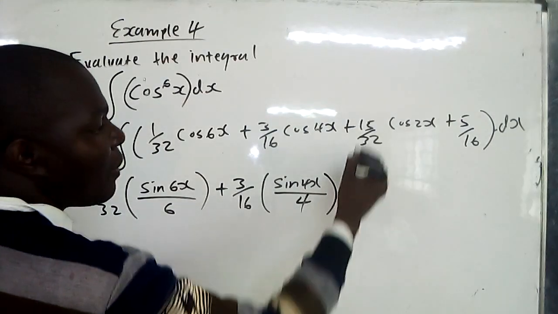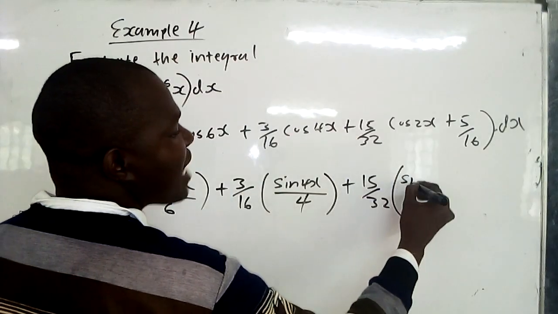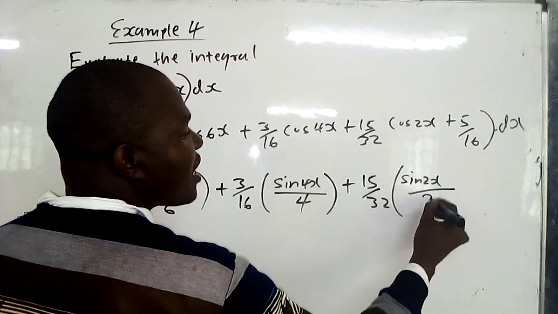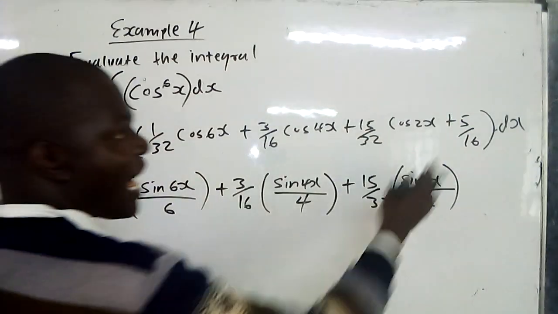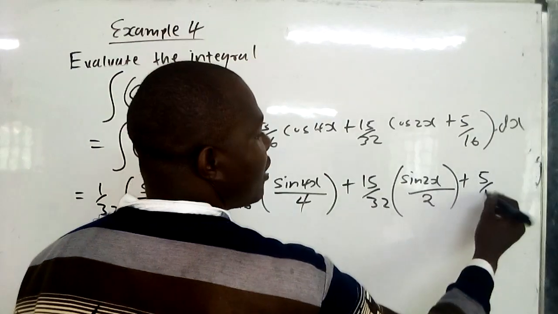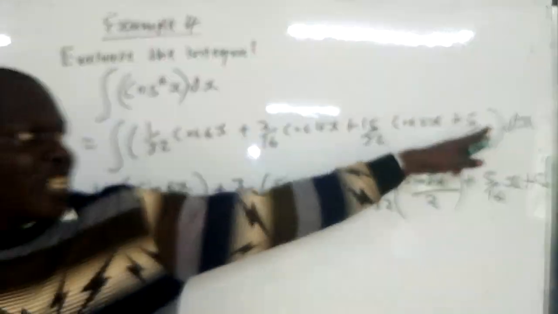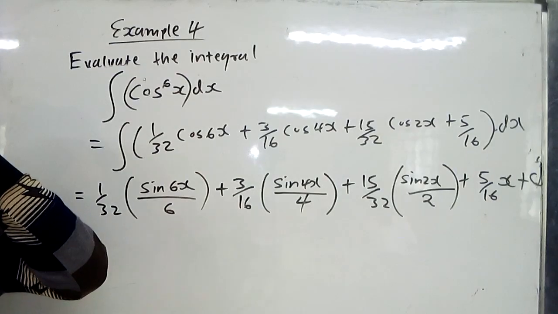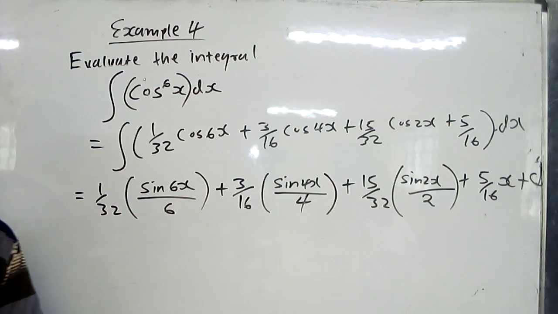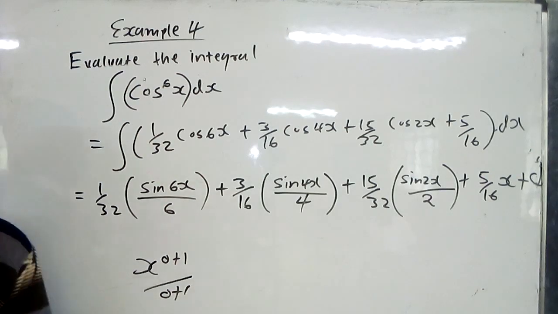You move on, plus 15 over 32, if you integrate cos, you get positive sine, so sine 2x, the derivative of the inner function is 2, you divide by that. Are we together? Then plus, if you integrate 5 over 16, you get 5 over 16x, plus arbitrary integration constant. Because 5 over 16 means x is raised to power 0, that is why x is silent, isn't it? Anything raised to power 0 is 1, so that is a polynomial. So if you're integrating x raised to power 0, it is 0 plus 1 divided by 0 plus 1, you get x. Are we together?